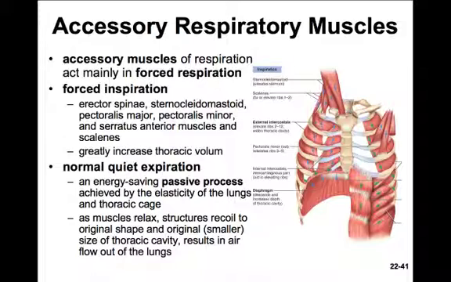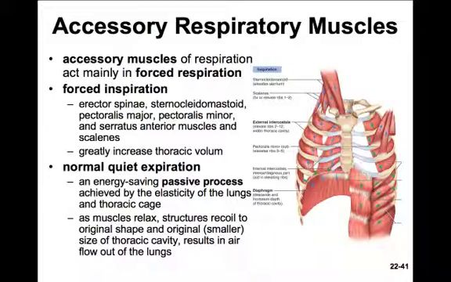So there are many other smaller accessory respiratory muscles. They mainly act in forced respiration. During forced inspiration, we see the erector spinae, the sternocleidomastoid, pectoralis major, pectoralis minor, and the serratus muscles. The action of all these muscles will greatly increase the thoracic volume so we can take in more air during exercise. During normal or quiet expiration, the process is predominantly passive.